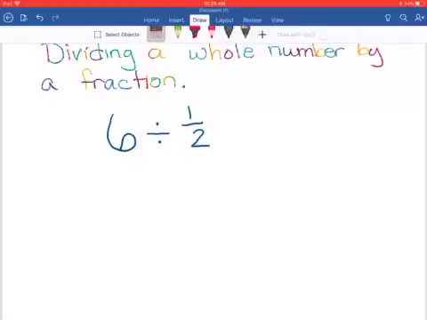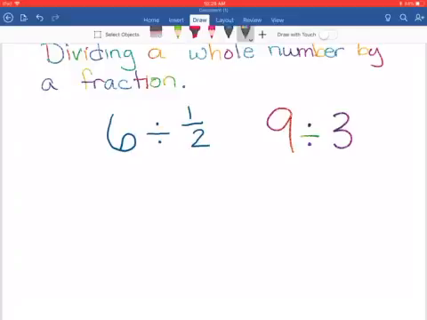Right, let's talk about dividing a whole number by a fraction. We're going to do 6 divided by 1/2. Now, let's think about a similar problem when we are using whole numbers, just any division problem using whole numbers. So I'm going to do 9 divided by 3.